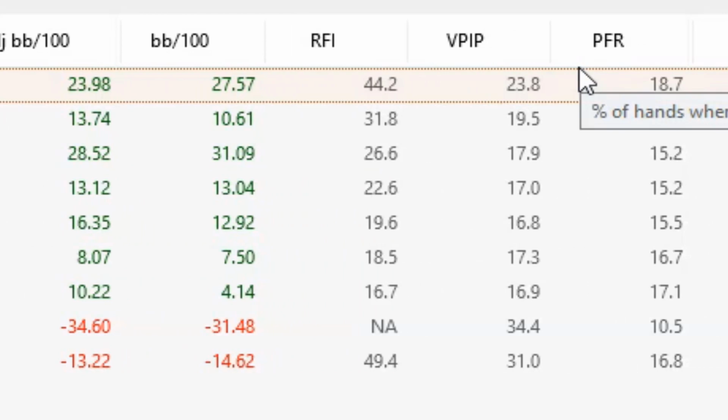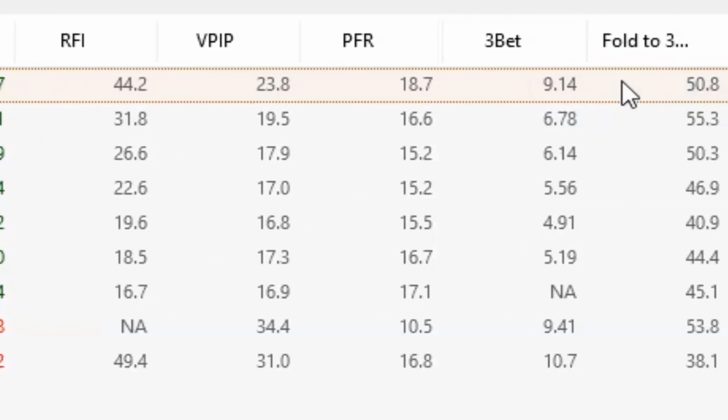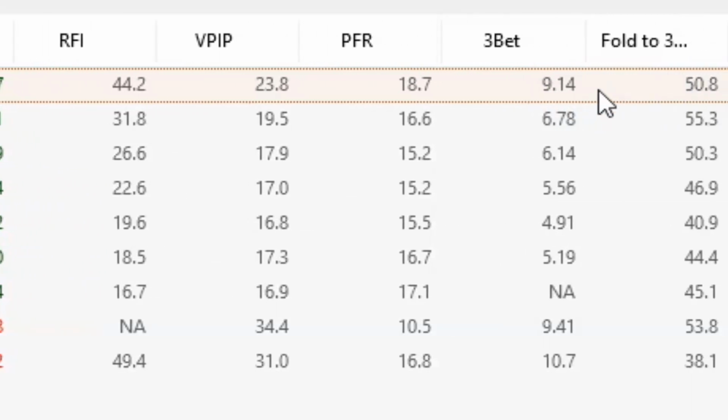VPIP and PFR, I'm pretty sure everybody knows. No need to spend time on that. 3-bet as well. Someone else raises, how often do we 3-bet? A statistic I add is fold to 3-bet. I want to see when you do raise and get 3-bet, how often do you continue? Plenty of leaks to be found here in people's games, so it's definitely an important stat to have in your report.